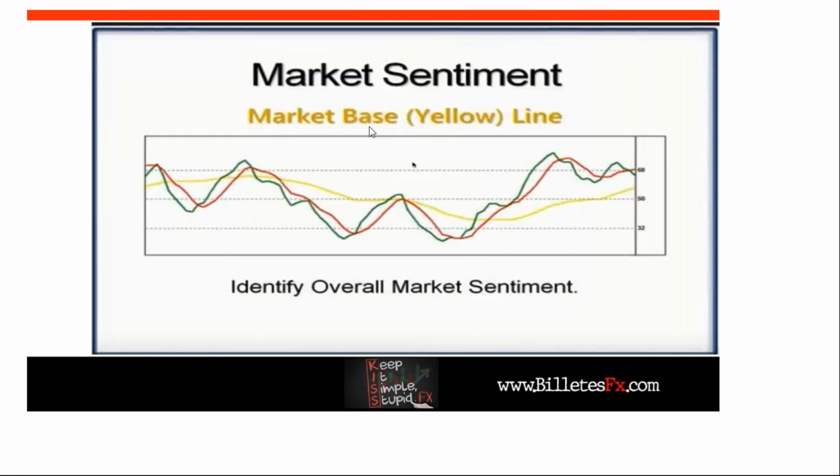Now we'll look at the market baseline. The market baseline is going to help you identify the overall market condition. Just look at this example. Look at current price. Current price is going up. But look at my market baseline. My market baseline is right at the 50, the middle, and pointing downwards. So look what happens. Market goes up, tries to break through, but overall, the yellow market baseline beats it.